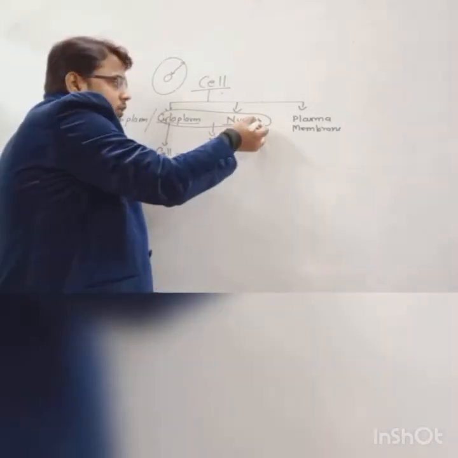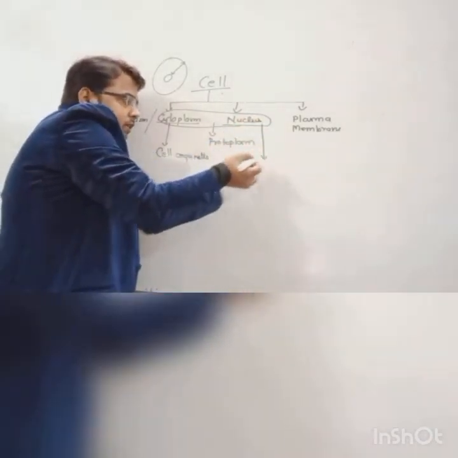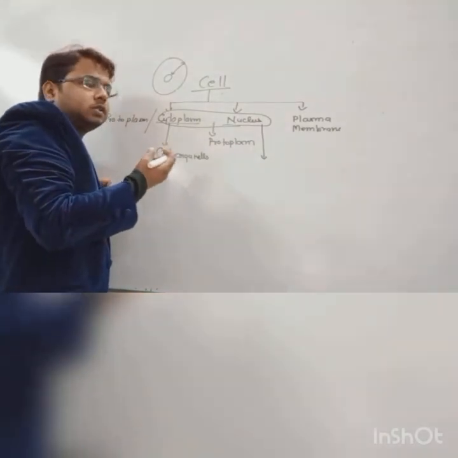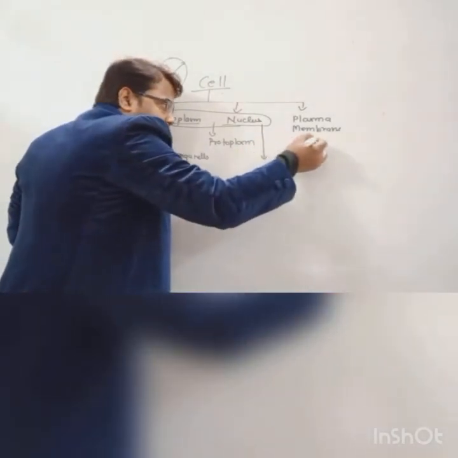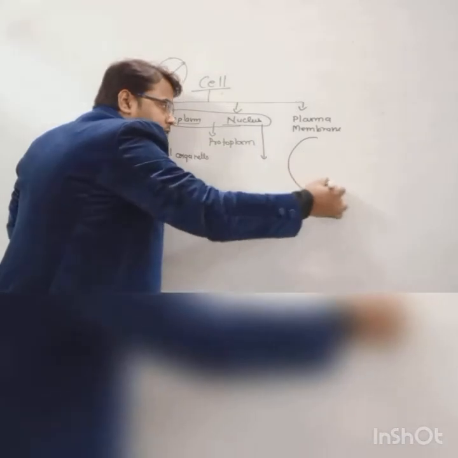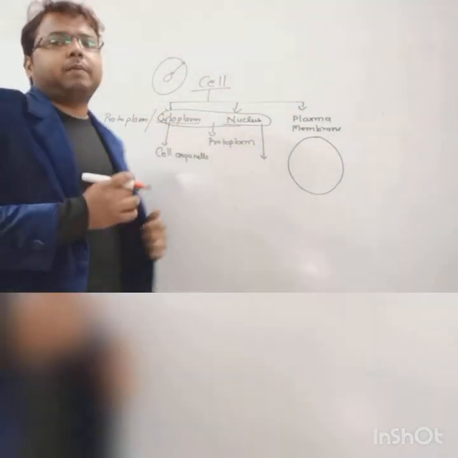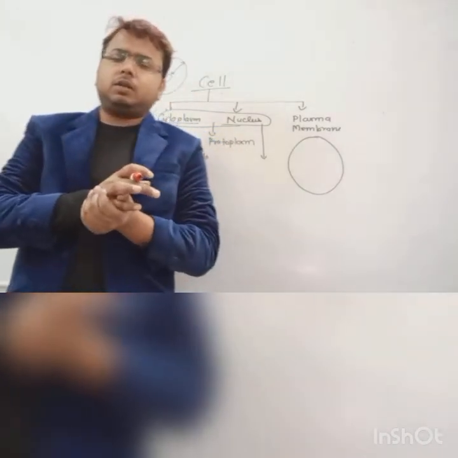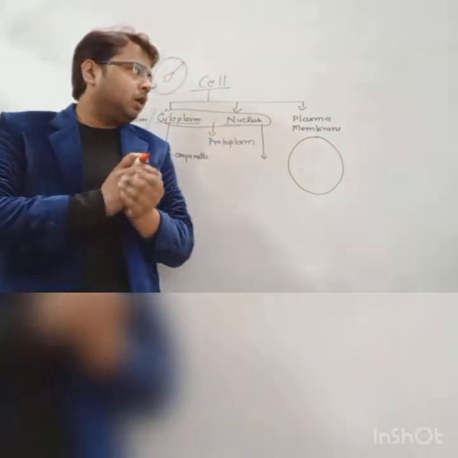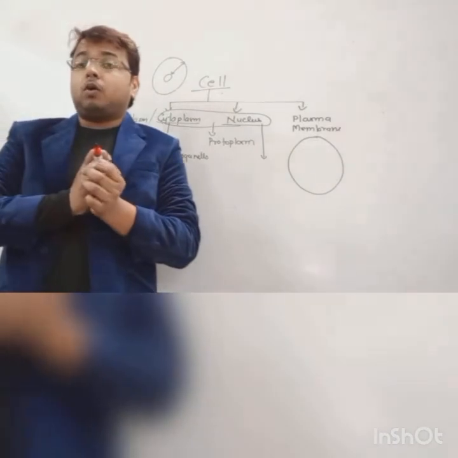whereas the nucleus is the main part of the cell which decides everything for the cell, and the plasma membrane is the outermost covering of the cell. The plasma membrane is protective in nature and provides shape to the cell. This plasma membrane may be of many types.